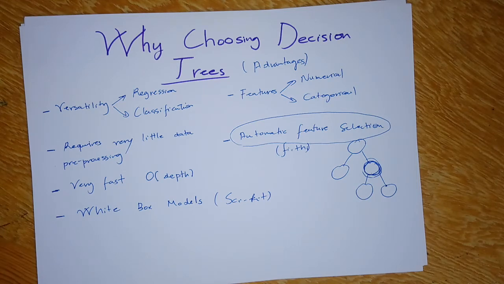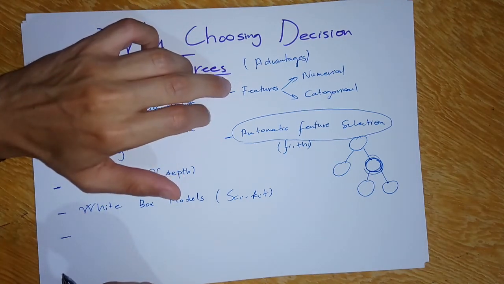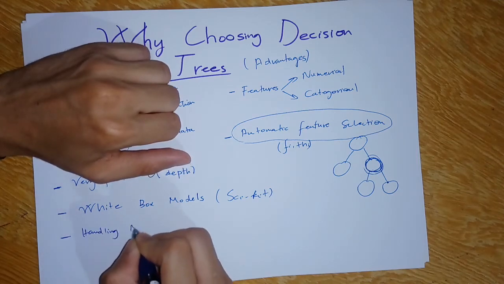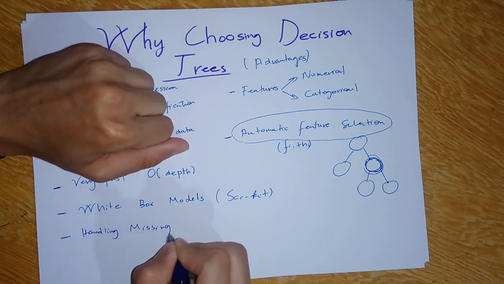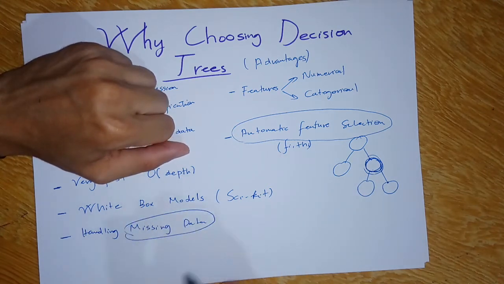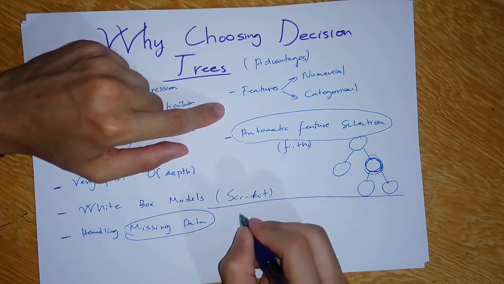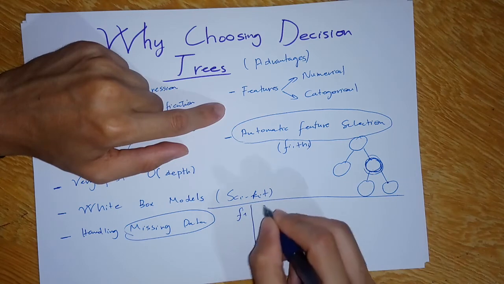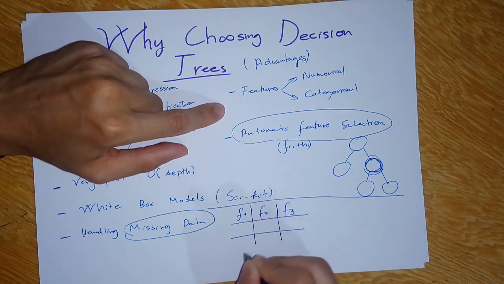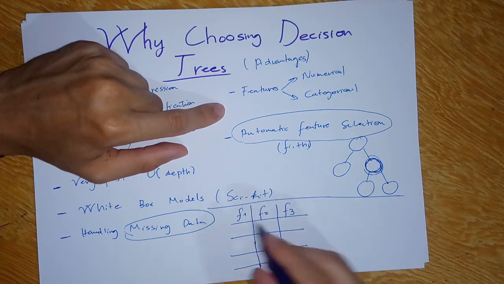And the last advantage of decision trees would be handling missing data. So what is the meaning of this? For example, what does missing data mean in the first place? Well, say that I have a model that involves 3 features, F1, F2, and F3, and I gathered, of course, a data set about these 3 features.